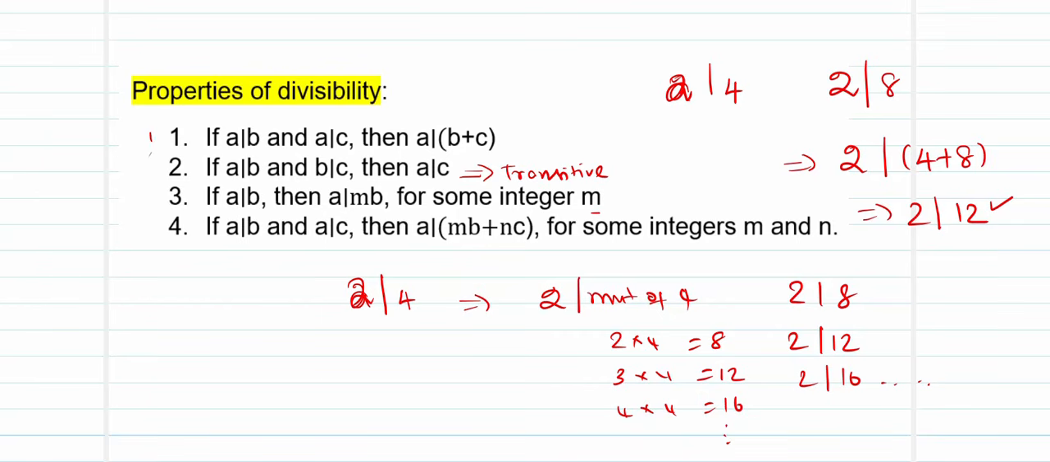Now combining property number 1 and property number 3, we can say that if A divides B and A divides C, then A divides mB plus nC. That is the linear combination, for some integers m and n. So these are some properties of divisibility which will help us to solve some simple problems.